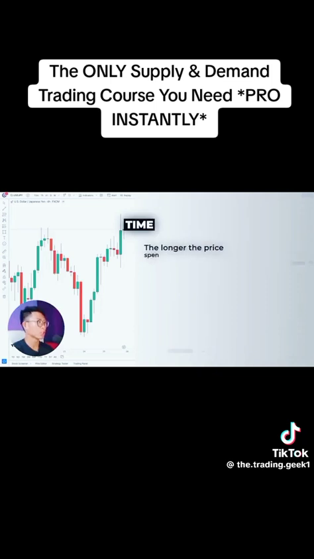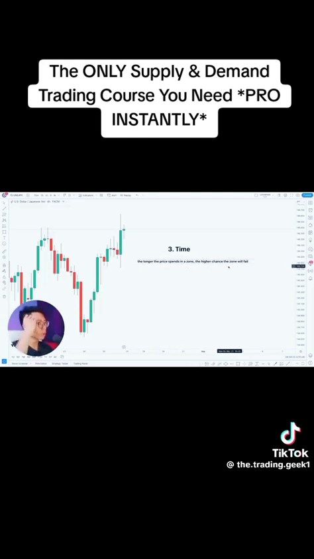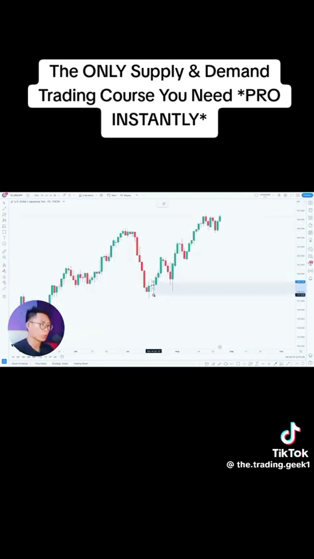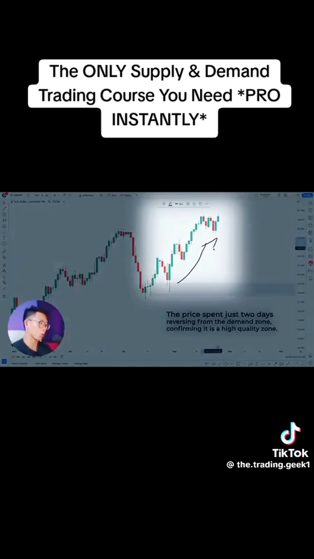Now the third factor is actually time. The longer the price spends in a zone, the higher the chance the zone will fail. So how do you tell how long the price is spending in the zone? You look at the amount of candlesticks. The general rule is that price will usually react to the supply or demand zone within 1 or 2 days. For example, in this case, price comes back down to this demand zone and within around 2 days, price has already made its reaction and starts going up. So in this case, we will know that this is a high quality zone and this zone will work.